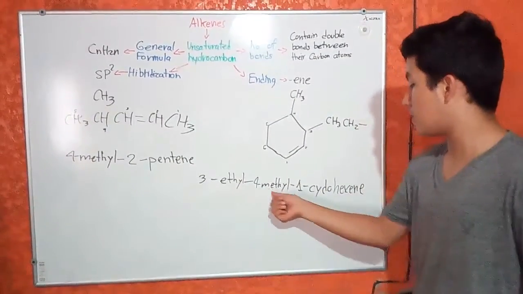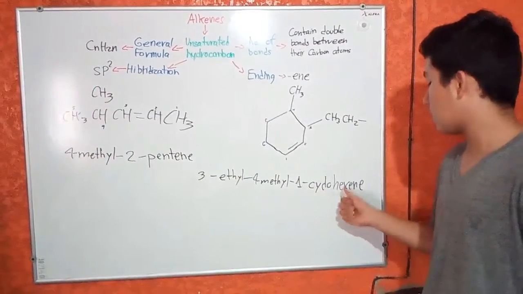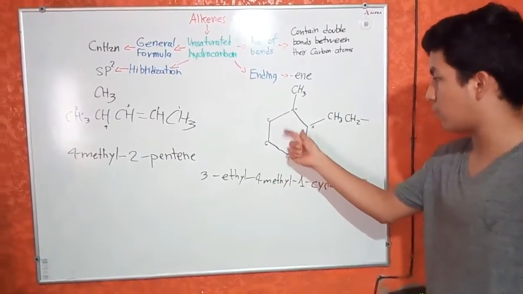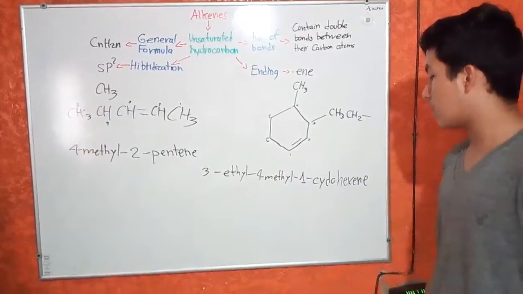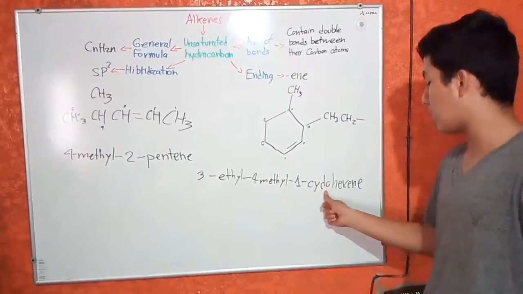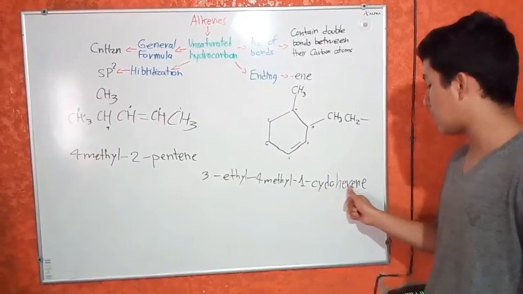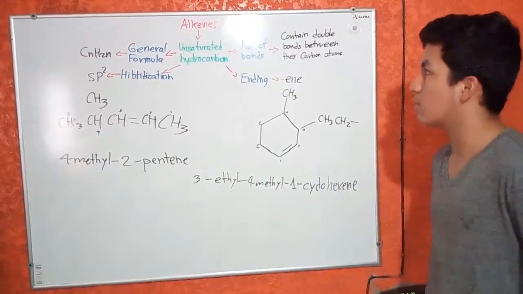3-ethyl, 4-methyl, and 1-cyclohexene, or well, in this case it's just 1 because we have only 1 double bond. But if we have 2 or 3, it will depend. And instead of cyclohexene, it's going to be cyclohexadiene or cyclohexatriene. And that's all about the alkenes.